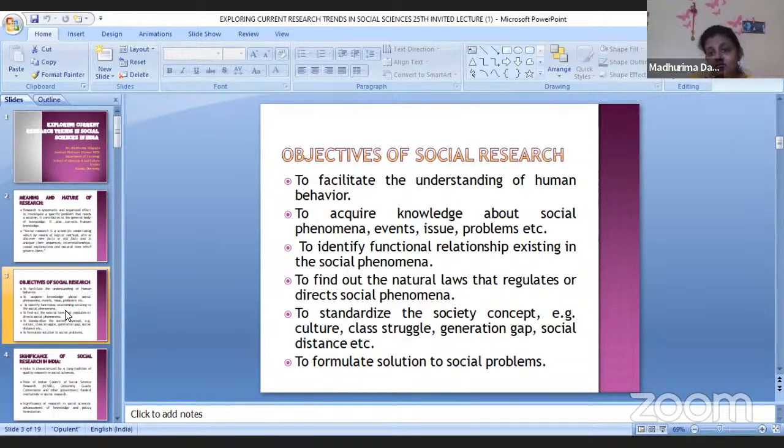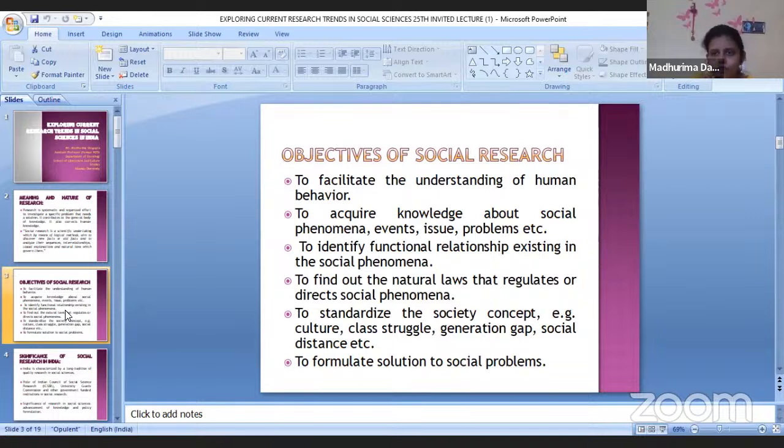Next, it standardizes the society's concepts, because research also helps to understand society's concepts like class struggle, generation gap, culture. Class struggle is a concept by a very renowned German philosopher, economist, communist, and sociologist, Karl Marx.